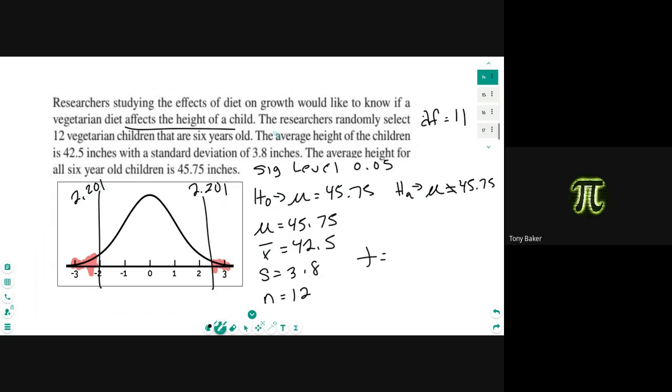So it's T for this one. Negative 2.96. Negative 2.96. So we're down here and we're rejecting again. They're not all rejecting, I swear.